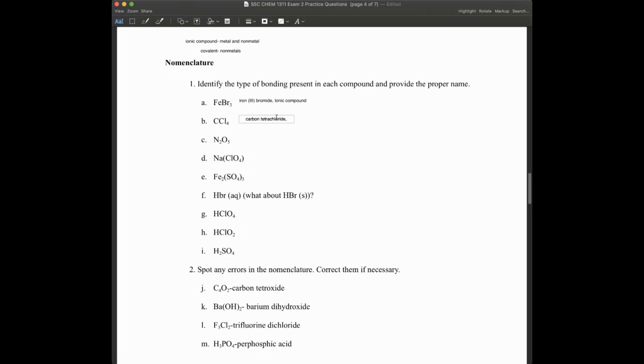Awesome. A little hint I like to give you is that when you see a metal, usually you don't put the prefixes. So we didn't say iron tribromide. No, we didn't do that. This one is covalent. And what about the third one?